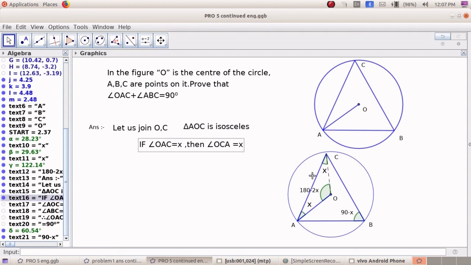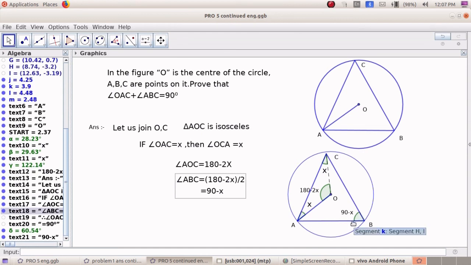If that one is x, this angle is also x. That means this one is 180 minus 2x. Therefore this angle will be half of that one, that means 90 minus x. If we suppose this one x, this will be obtained as 90 minus x. Then on adding these two angles, 90 minus x plus x, definitely it will be 90.